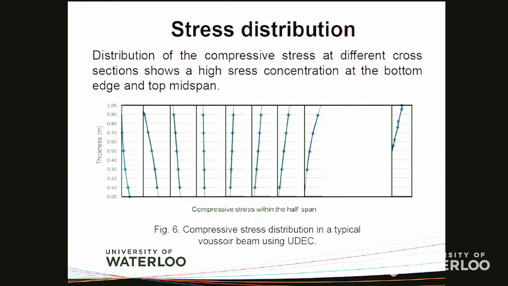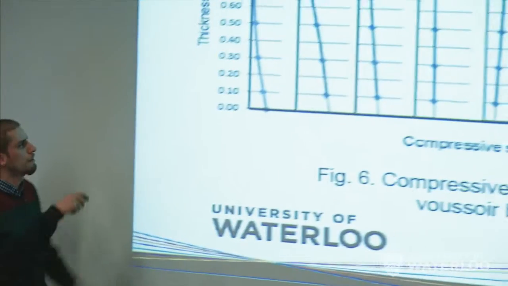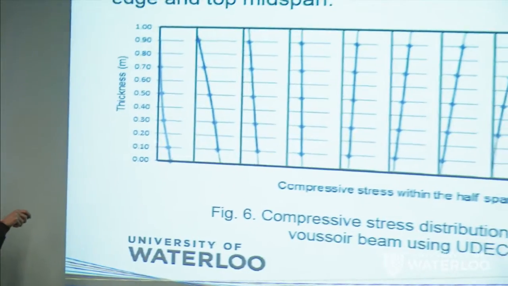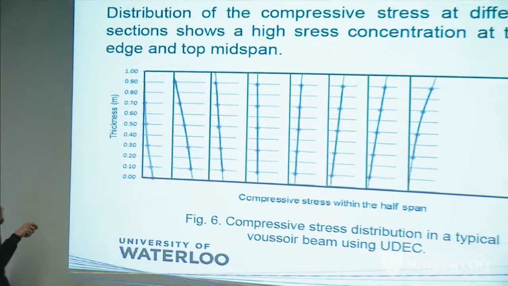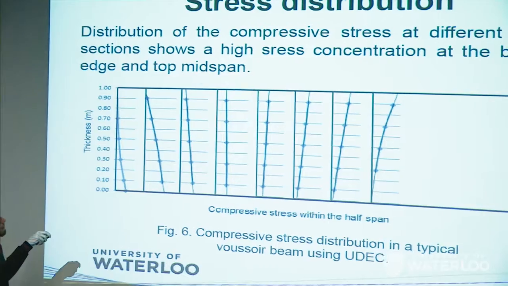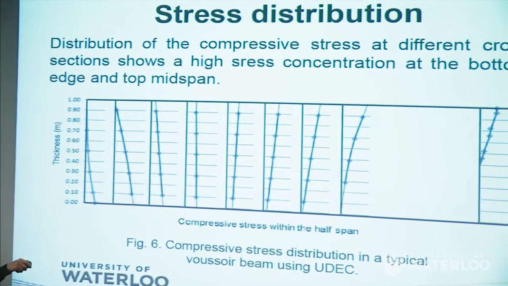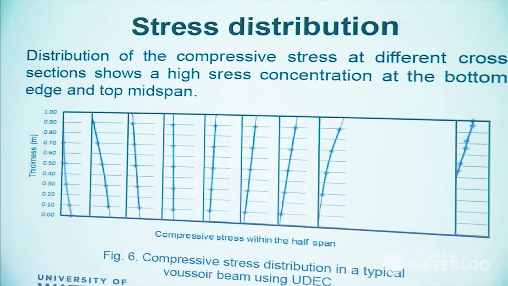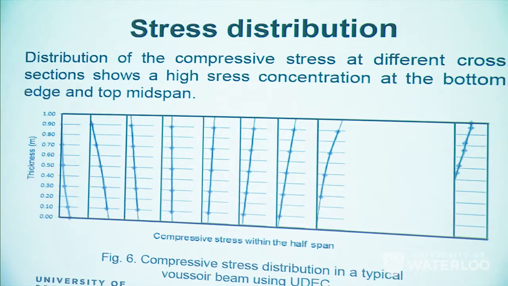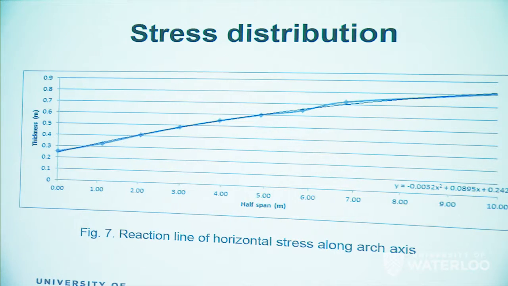Having these distributions, I can track the centroids of each distribution. For example, if I assume this is a rectangle, I can have the centroid over here, and it goes up usually to over here. If I track this, I can make a reaction line of this stress. So it goes to here.